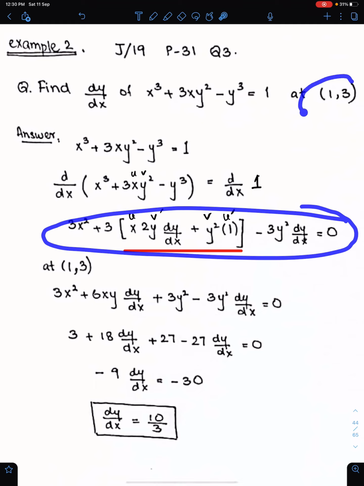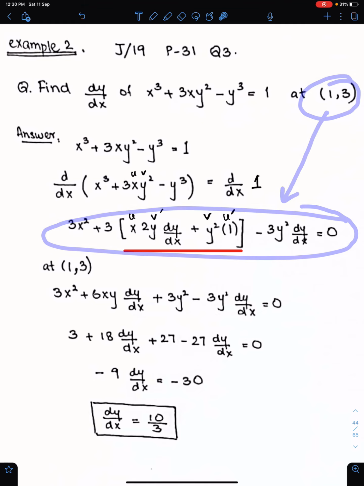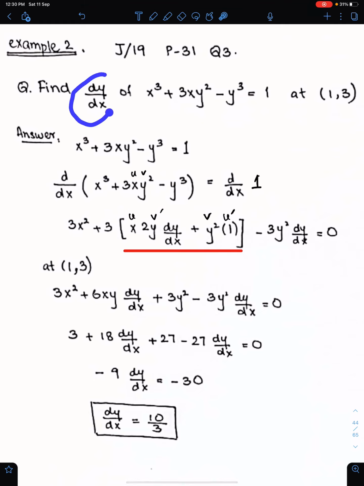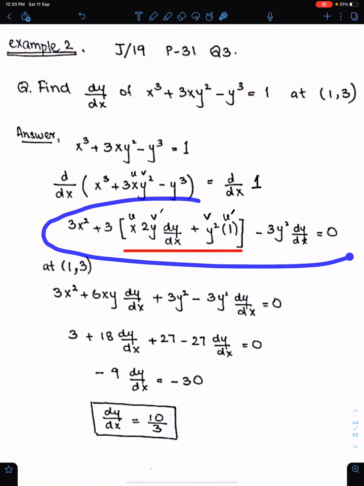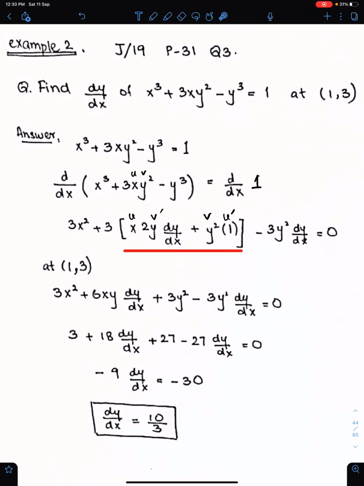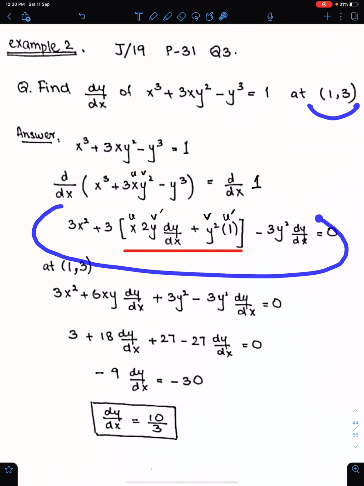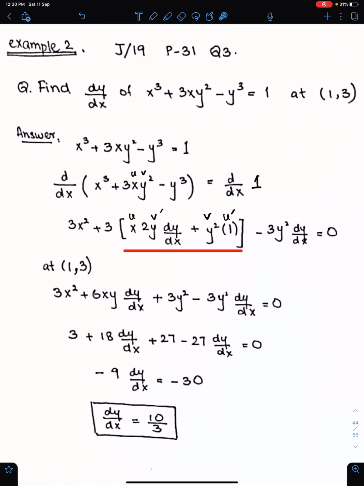You just need to substitute 1 comma 3 straight away here, because they didn't ask for the expression of dy upon dx. They just asked to find the numerical value of the gradient at this point. So you don't need to simplify this. So by substituting 1 comma 3 into this equation, we have this, and this is the numerical value of the gradient.